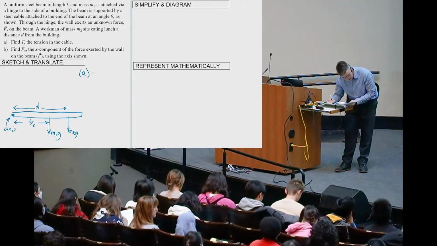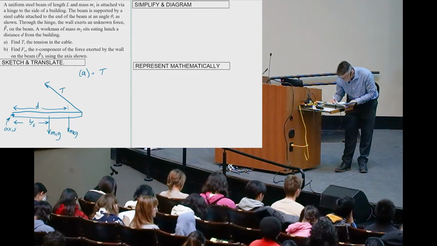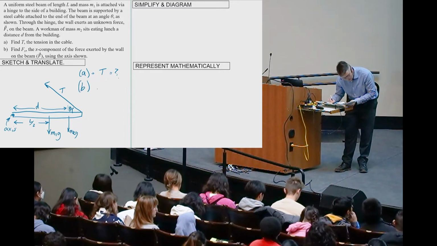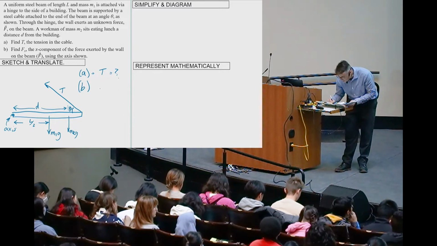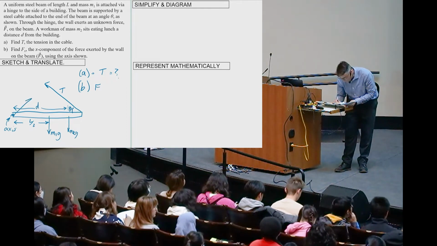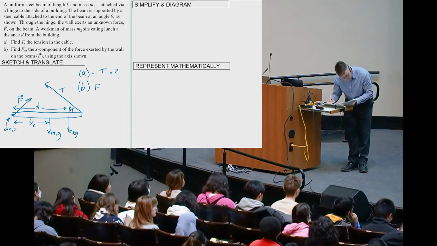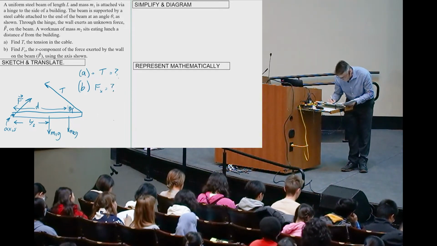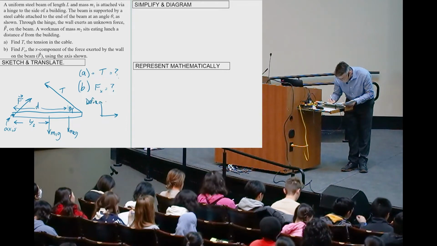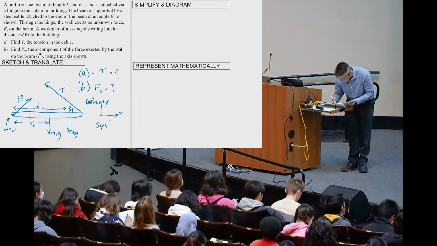And question A is asking what is tension T? That's some theta. And question B is asking, what is Fx, the component, so if this is a force F, the x component of this force. And I'm going to define y is up and x is to the right. And the system is the beam.